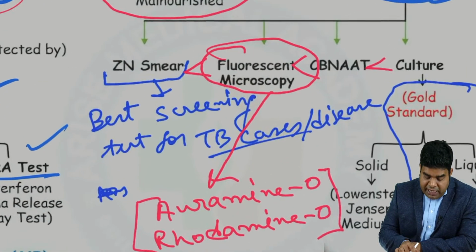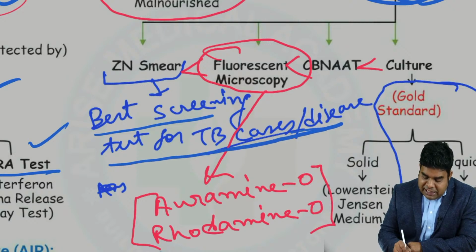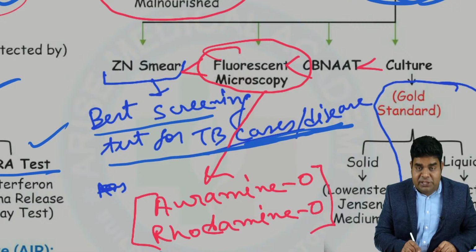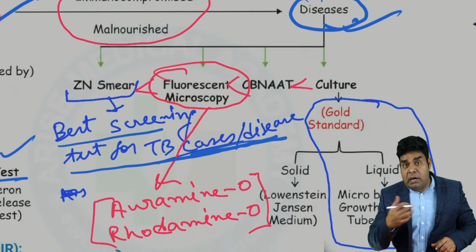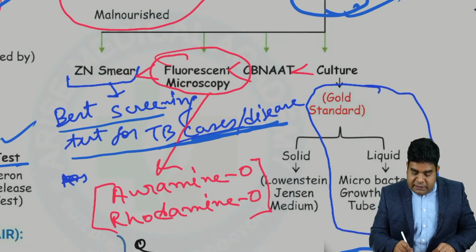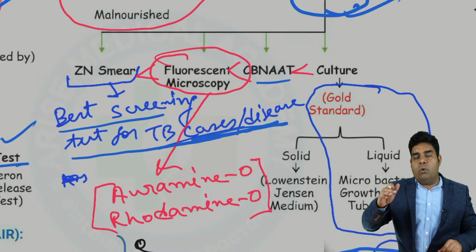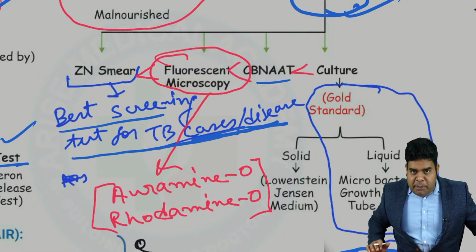After that, Z and smear. If they ask the best screening test for TB disease or cases, not for infection but for cases, the answer will be Z and smear for TB cases. Then fluorescent microscopy is better than Z and smear, but the dye is auramine, rhodamine. CB-NAT is better than fluorescent microscopy, but CB-NAT sometimes over-detects atypical mycobacteria also as TB bacilli.